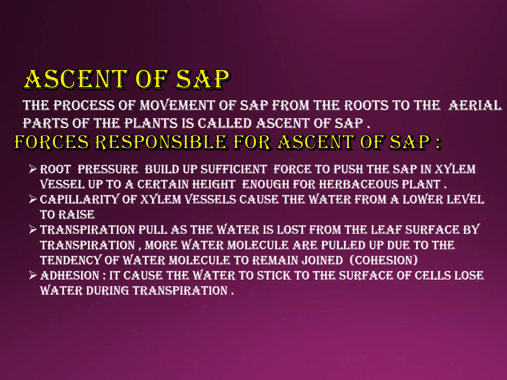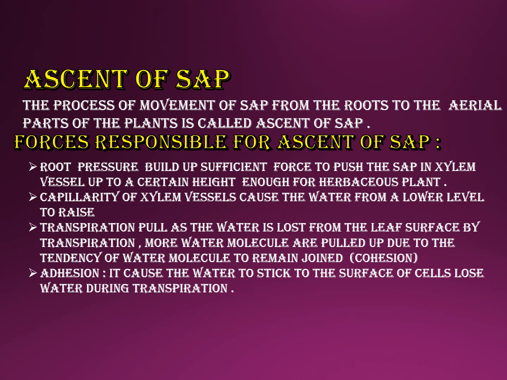Now the upward movement of water from the roots to the aerial parts of the plant is called ascent of sap. What are the forces responsible for the ascent of sap? One is root pressure, which allows the water to move to the aerial parts. The second is capillarity. Capillarity means the water is moving through a narrow bore; xylem vessels form the narrow bore in the plant body. If the water is moving through a narrow bore, we call it capillarity. That is also a force responsible for ascent of sap.